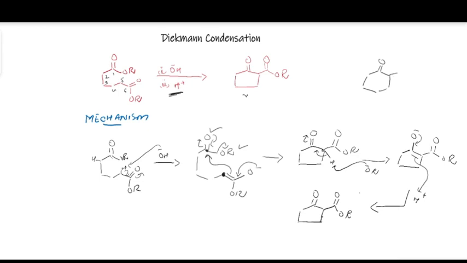You can try it for yourself, following this mechanism, how this 6-membered ring will be formed from a 1,7 diester. So this is all about Dieckmann condensation.